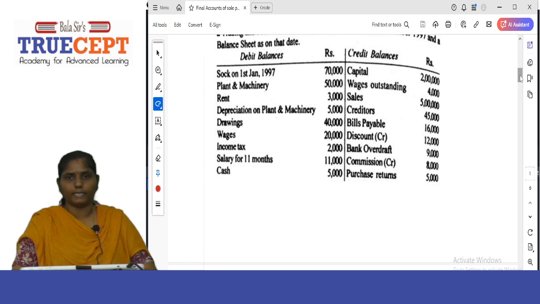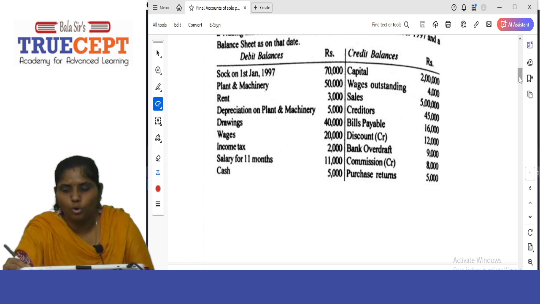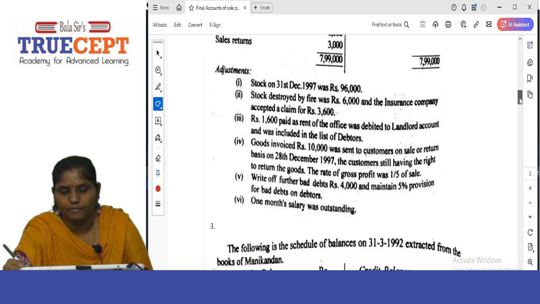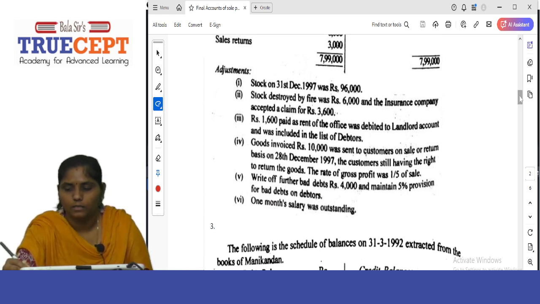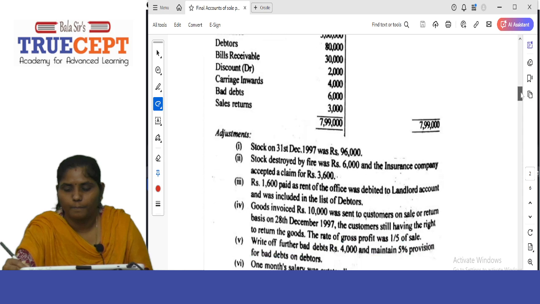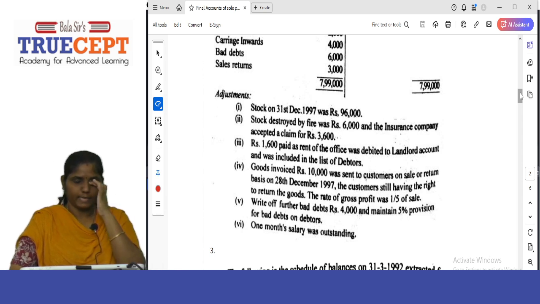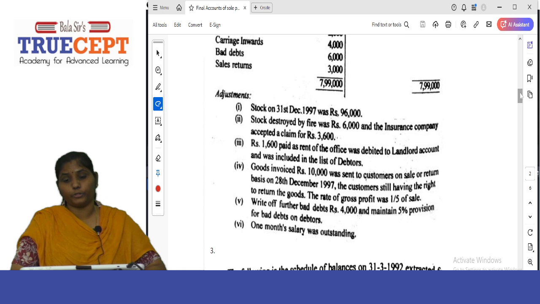We discussed all the items in the trial balance now. Let's move on to the adjustments. So, we have 6 adjustments in place. Number 1. The first adjustment is stock on 31st December 97 was 96,000. What is that? Exactly, it's a closing stock. Where will you put the closing stock? The trading as well as the balance sheet. Perfect. Trading account, credit side, balance sheet, asset side, right?